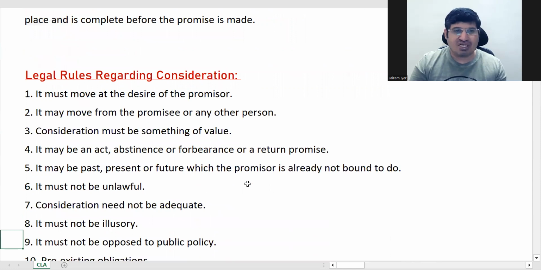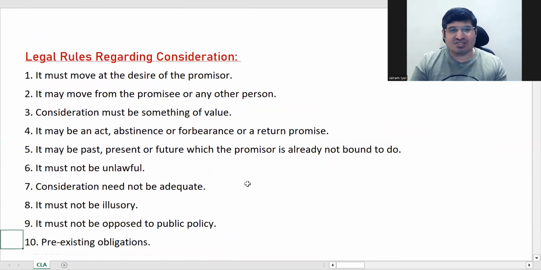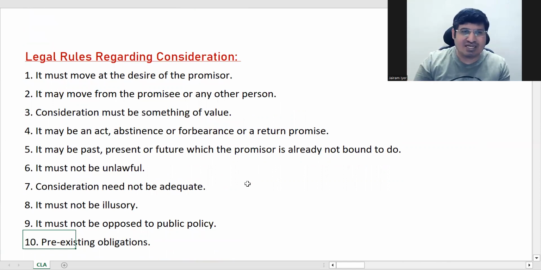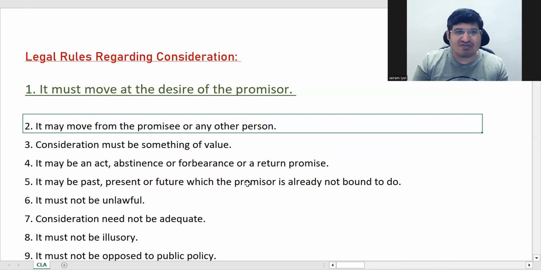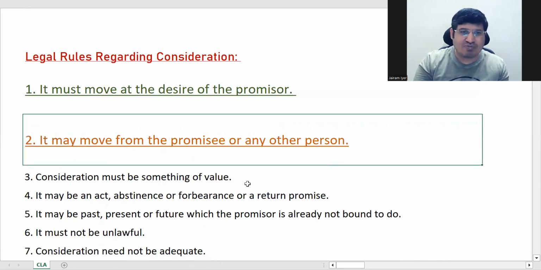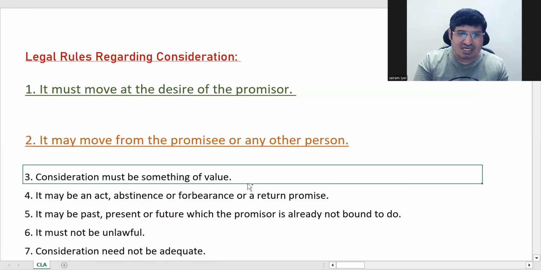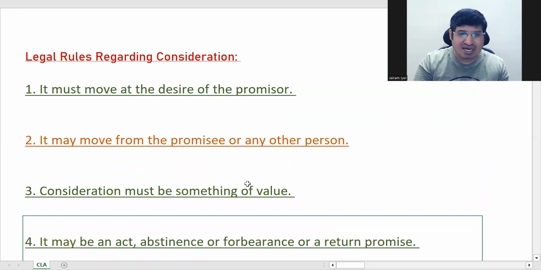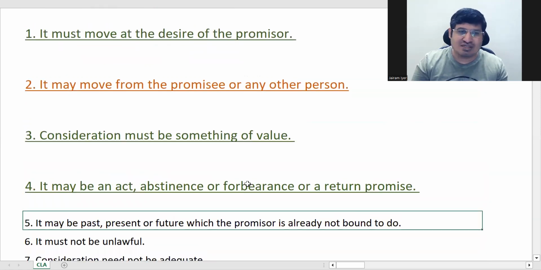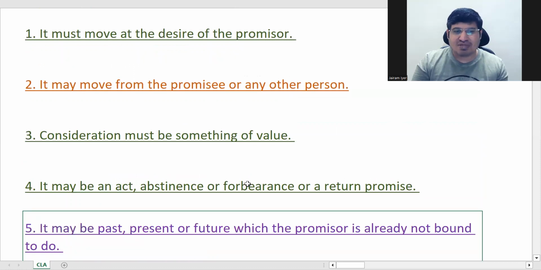Next, we are going to talk about legal rules regarding consideration. This is something which more or less we have already studied. So first one is, it must move at the desire of the promisor. It may move from promisee or any other person, that we have seen. Consideration must be of some value. It may be an act, abstinence, forbearance, or return promise. Then it may be past, present, or future, which the promisor is already not bound to do.